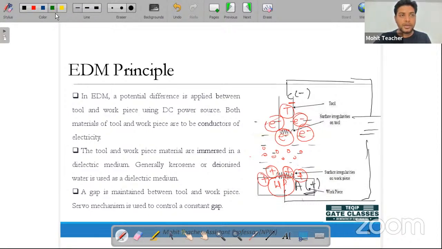So what will happen is that when these electrons move toward this direction, these positive ions will move toward this direction. They basically move randomly, random in direction. So what will happen then, when they collide with each other, the velocities increase.